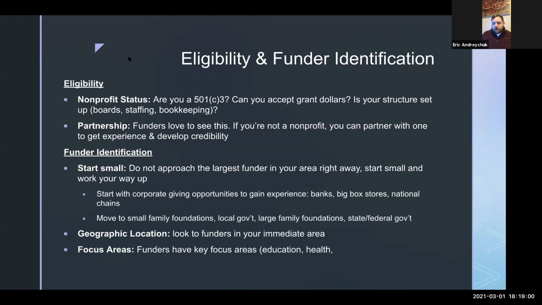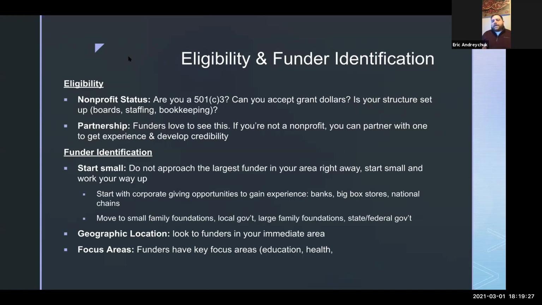The other thing I said was partnership. So do you have to be a 501c3 to accept a grant? Technically, yes, to actually get the grant dollars, but you can always partner with someone to get that kind of credibility set up before you have that 501c3 status. So you don't have to wait to start the work, but you can definitely work with an organization that's a little bit further along and can get you through that process.